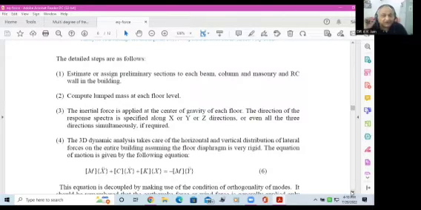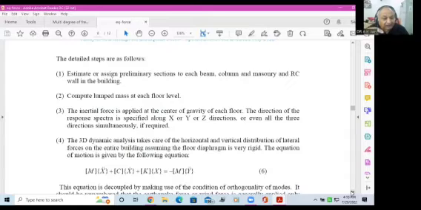I'll give you very quickly the detailed steps, because these you will not find in the code, and it may be interesting to see how to apply them on a building. The first step is to estimate or assign preliminary sections to each beam, column, masonry, and RC wall in the building. You also have to assume a certain type of foundation, whether it is raft foundation, isolated footing, or pile foundation. Depending upon the soil analysis, the total weight of the building, and the approximate earthquake analysis, you will design the foundation.